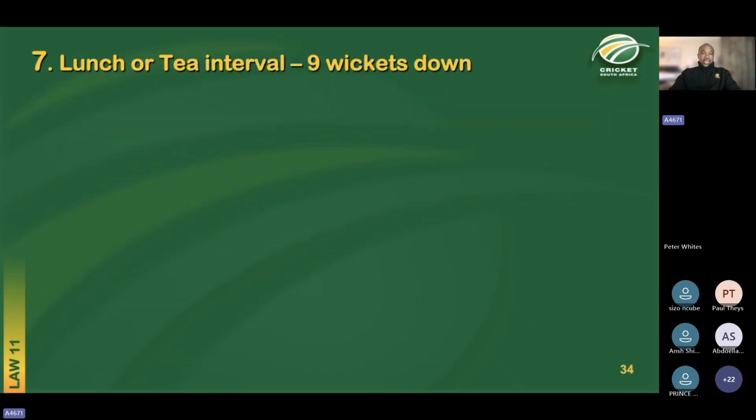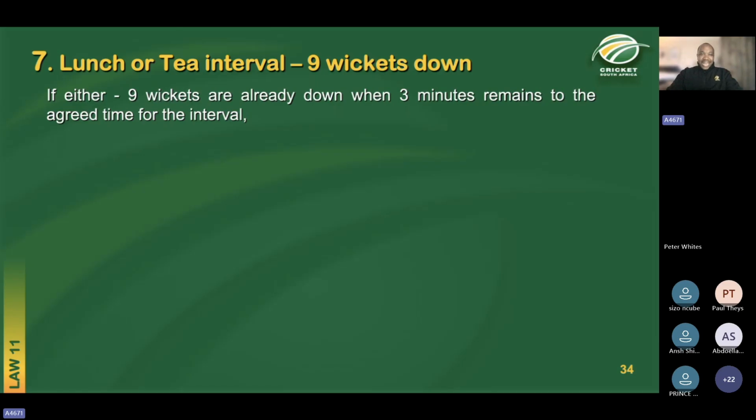Okay. So that's how we move tea. The Law also provides for lunch or tea being moved back. So we've seen instances where lunch and tea are brought forward, brought earlier. Now we're going to look at what happens when 9 wickets are down at lunchtime or at tea time. We can actually postpone or move lunch or tea back by up to 30 minutes. Let's see how this law works.